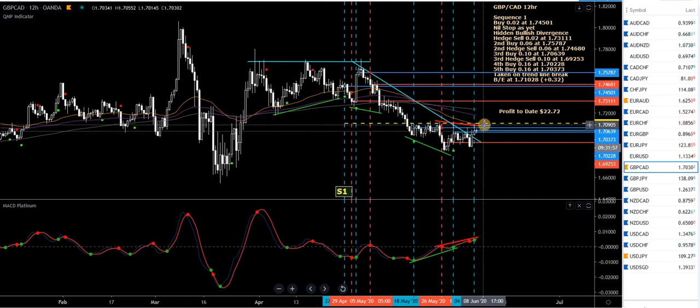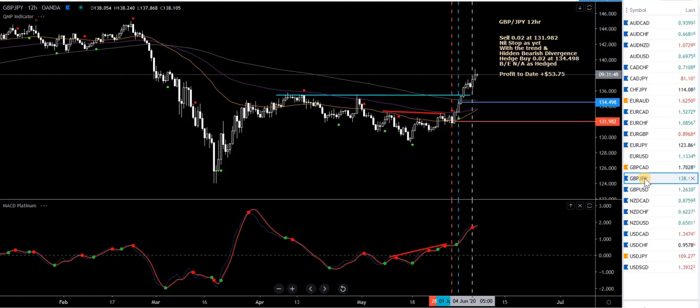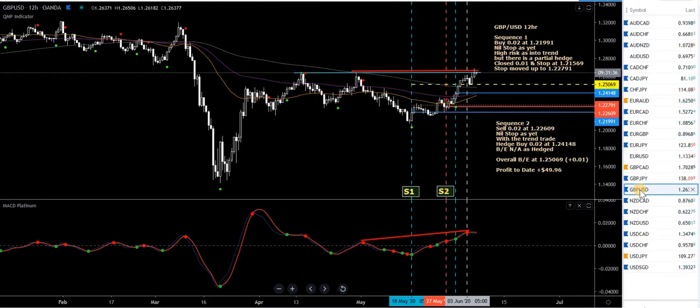I've moved my break even, so it's not that far down. Hopefully it'll just push up a little bit. That was taken this afternoon. Pound yen, hedged, not going anywhere. Took a sell, hedge buy, warning possible turn, but the yen pairs have been heading up.